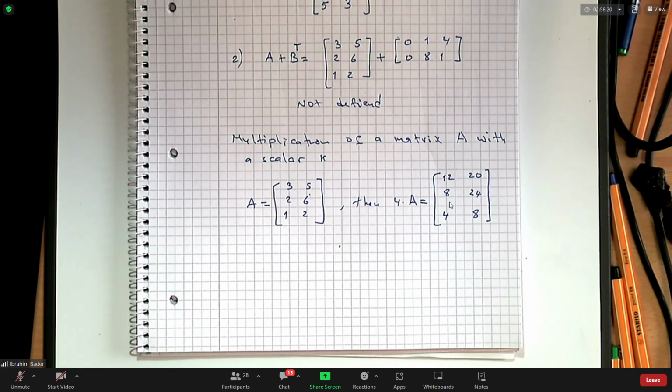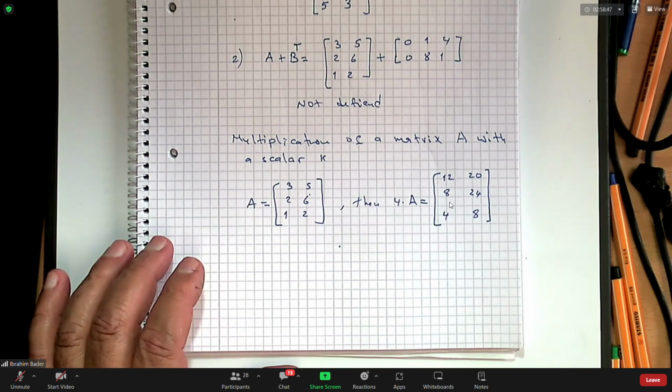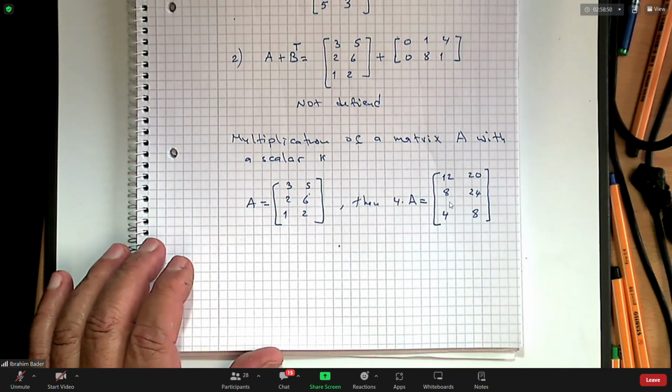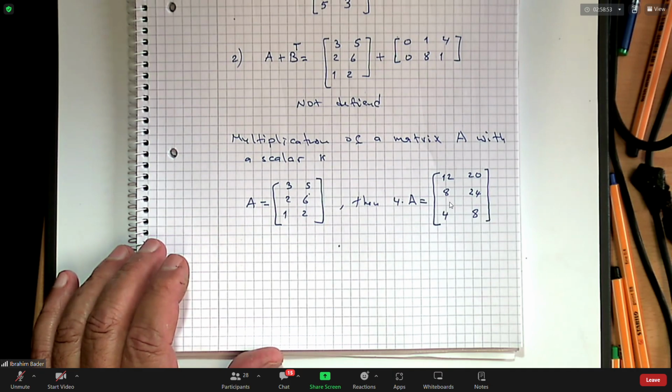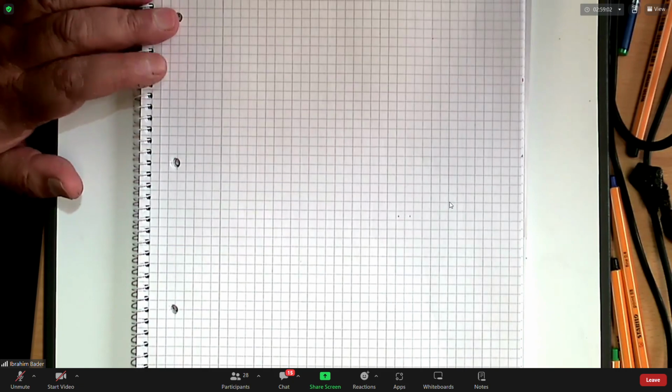Now it's getting a little bit more complicated. Matrix multiplication is a little bit complicated, and it's defined only under some condition. I will tell you in short why. But as I told you, in matrix multiplication, we are going to use the dot product of vectors. So let me just remind you what is the dot product of a vector.